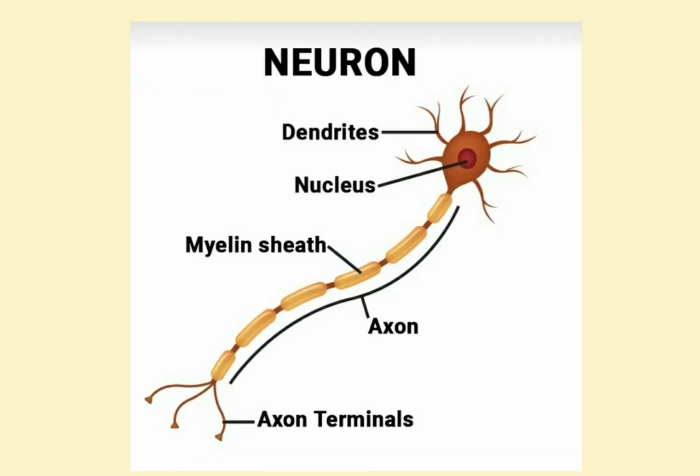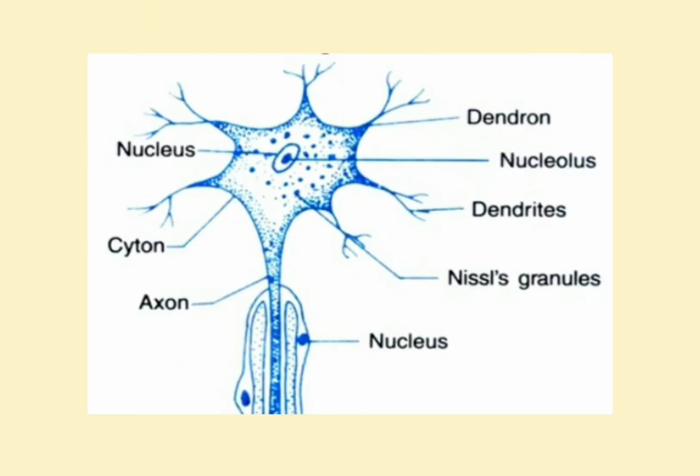So there are different parts of the nerve cell. The nerve cell is also called neuron. The parts of the nerve cell are the cell body, also called the cyton, and another major part is the axon. And then there are dendrites. The cell body has a large nucleus and it has a cytoplasm within. The cytoplasm contains granular structures called Nissl's granules.